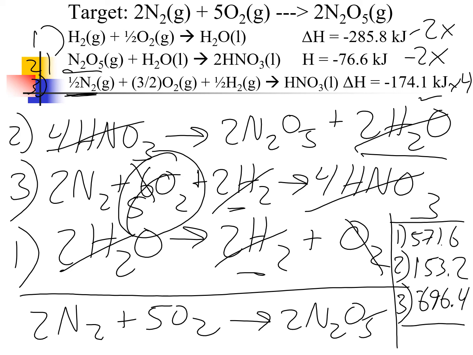So negative 696.4 plus 571.6 plus 153.2 gives me a whopping 28.4 kilojoules. So again, if you just pay attention to what's unique in each equation and what coefficients it has to be, and where it has to be in the equation, reactants or products? That'll guide you through it. This was a tough one.